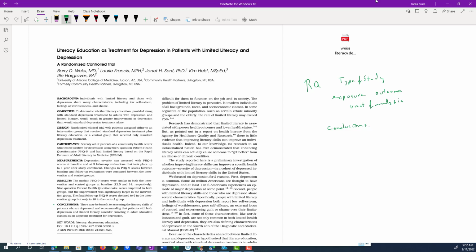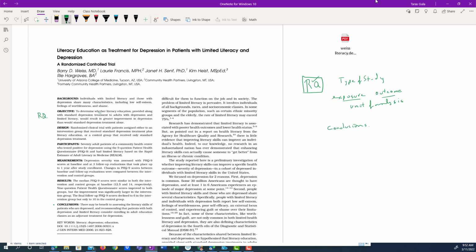This is a statement, not a question: literacy education as treatment for depression in patients with limited literacy and depression. The objective is to determine whether literacy education provided along with standard depression treatment to adults with limited literacy would result in greater improvement in depression than standard depression treatment alone. This is essentially the research question stated as an objective. Inside the research question you're going to see the exposure and the outcome. Remember you did that in your research design too. That's a good spot to look for that.